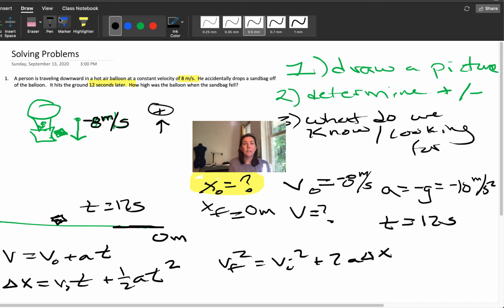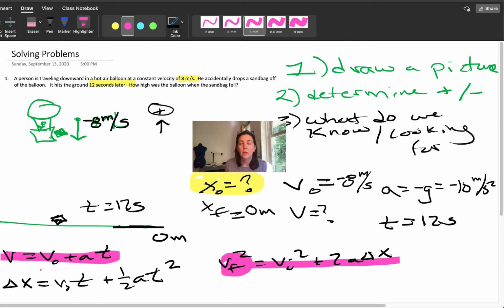From here, we get to pick which equations make sense and which equations don't. So if I am looking for position, but I don't know the final velocity, which equation do I want to use? Well, obviously not this one because it has the final velocity in it. So we're not going to use this one. And this equation, or equation number 1, doesn't even have position in it. So we're not going to do that. So we're going to pick our equation to be this.